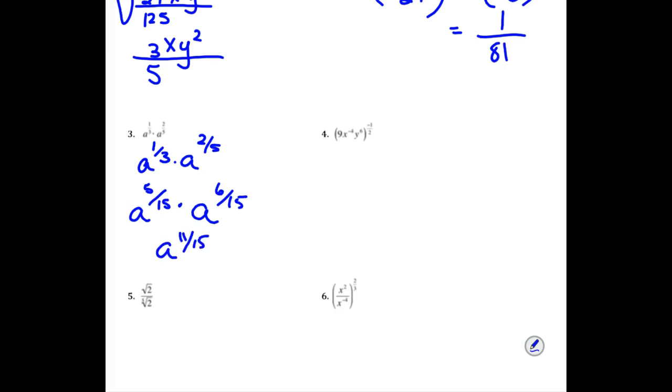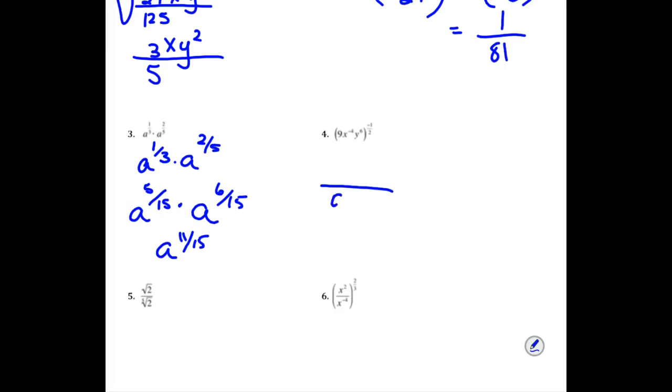Okay. Question 4. We have 9x to the negative 4, y to the 6th, and we're raising the whole thing to a negative 1/2. Again, let's deal with the negative. It's going to do what? It's going to flip stuff. Okay, now the 1/2 is going to do what? Square root it. Okay, so the 9 is going to get flipped over.